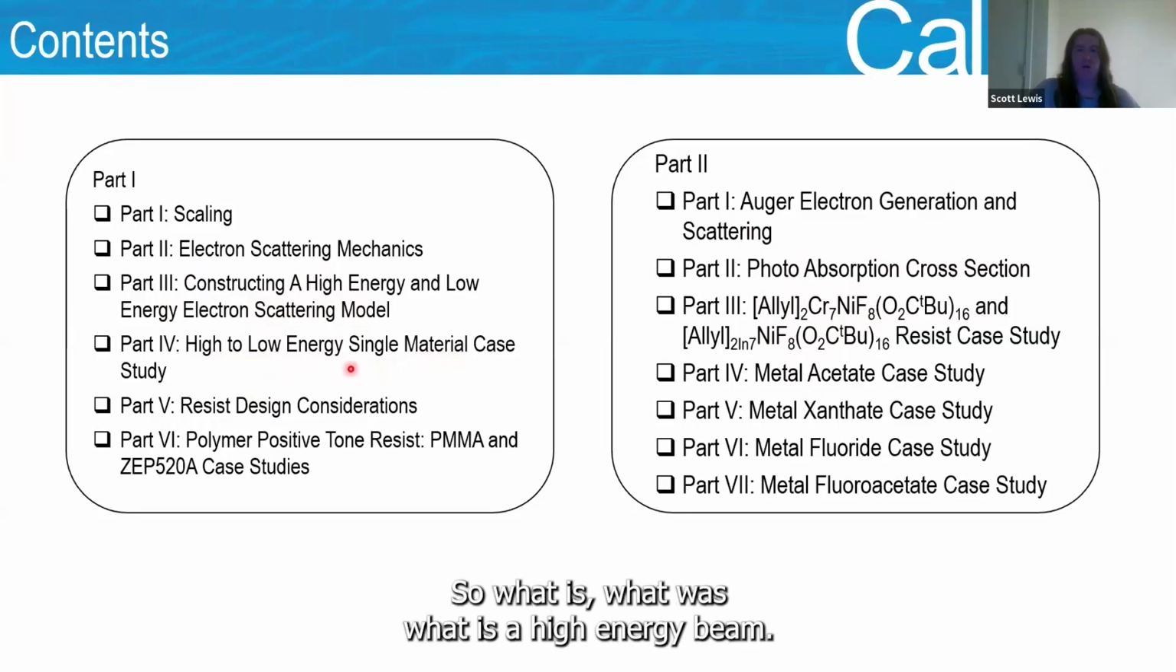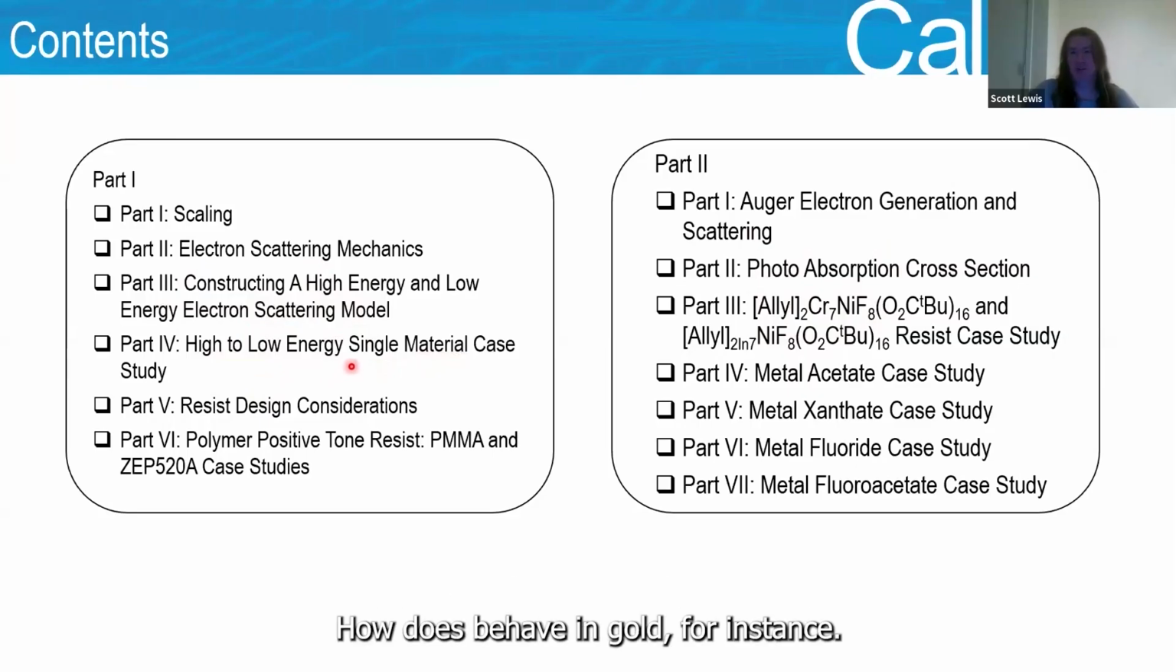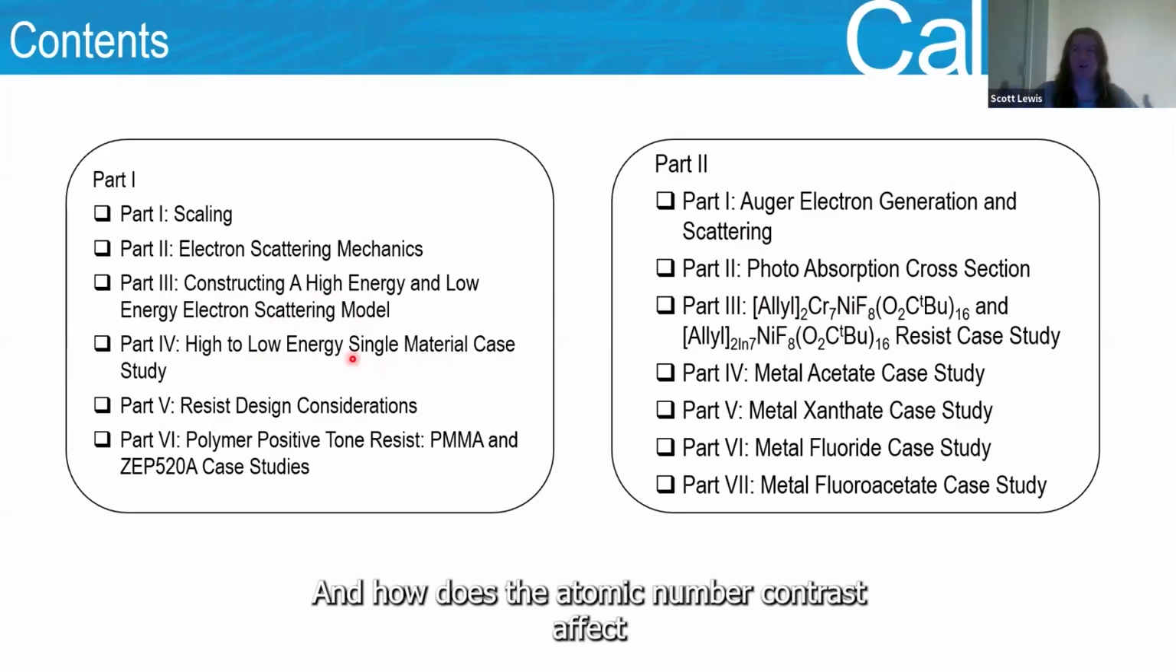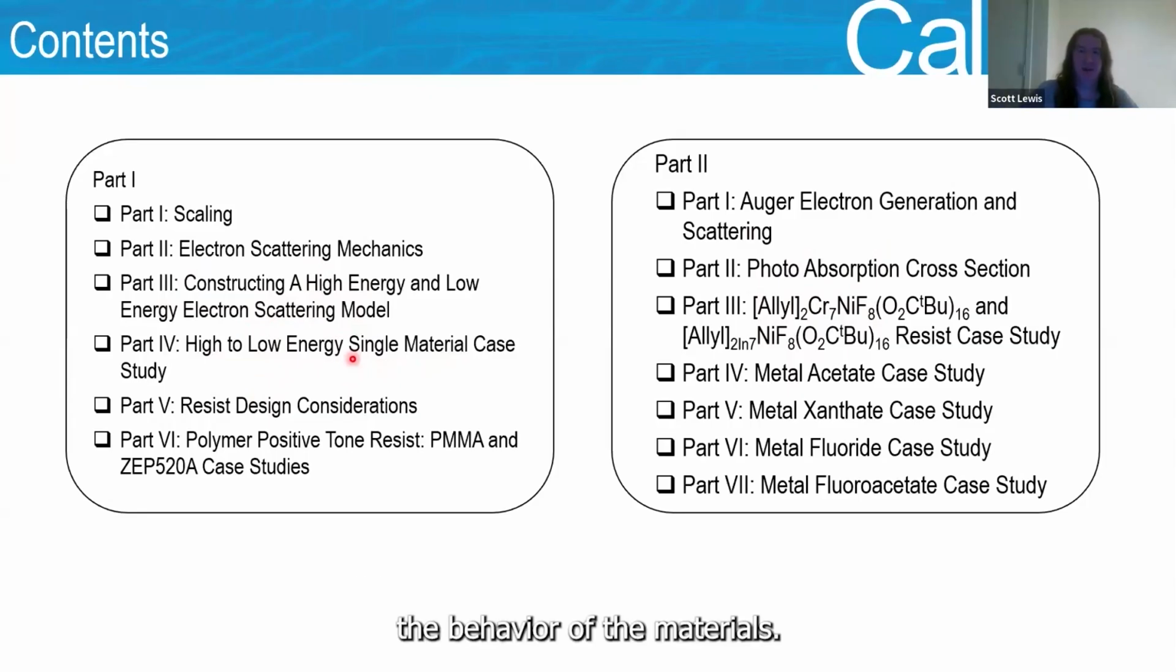Okay, so what is a high energy beam? How does it behave in gold, for instance, or how does it behave in silicon? How does it behave in carbon? So you've got the atomic numbers, and how does the atomic number contrast affect the behavior of the materials?